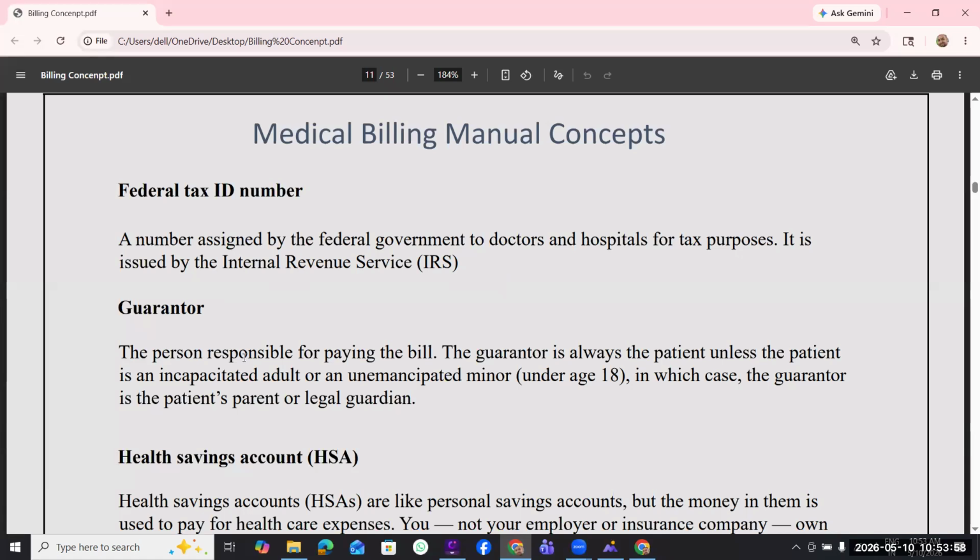Grantor: the person responsible for paying the bill. The grantor is always the patient unless the patient is an incapacitated adult or an unemancipated minor, so under age 18, in which case the grantor is the parents of the patient or the legal guardian. So these are the grantors. You know that if one person is not responsible for the money, another person will be responsible. In this case, the child's parents or legal guardian are the grantor for this scenario.